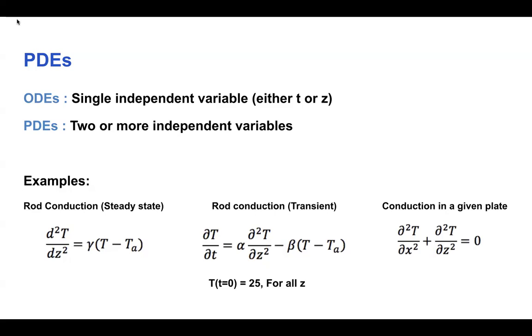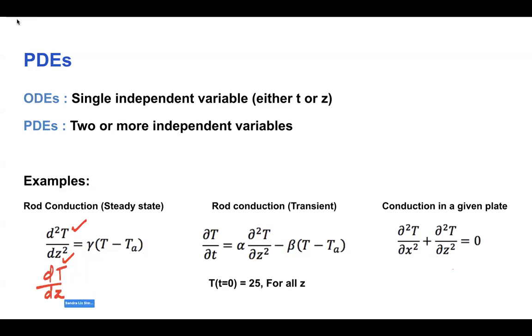I hope you can hear me. So far we only had a single independent variable, either time or position. For example, you had something like this, the rod conduction problem that you see. Here the dependent variable is temperature and the independent variable is position, and you have a function given here, written as dT by dx.